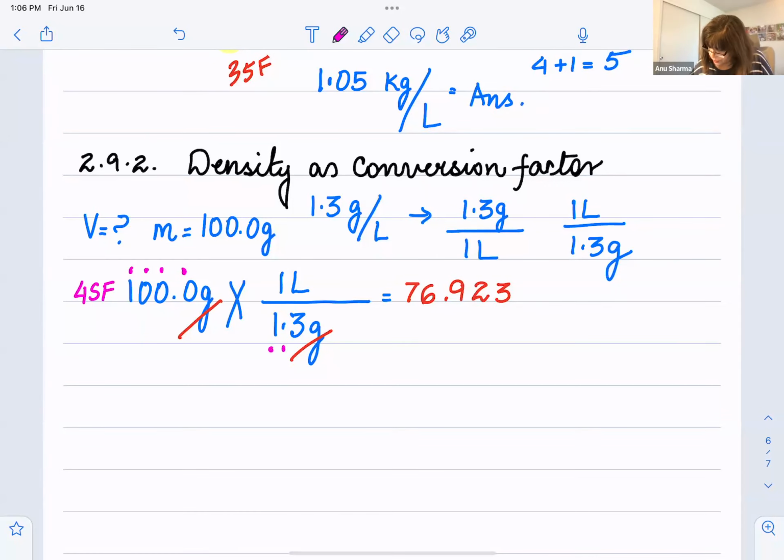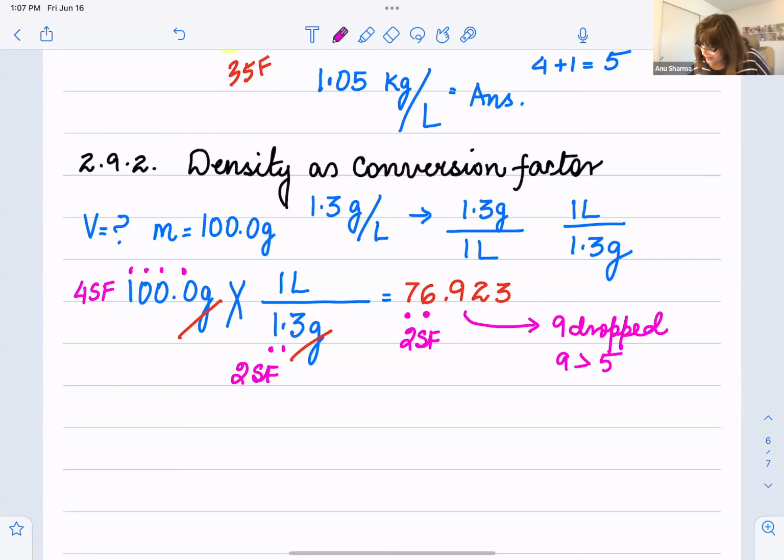Now here you see 4 significant figures, and here you have 2 significant figures. So we need to keep only 2 significant figures and drop off the rest. The answer should have only 2 significant figures. Here you are dropping off 9, and 9 is more than 5. Therefore 6, you add 1, and it becomes 7. So the answer now is 77 liters. That's the volume, and that's the answer.